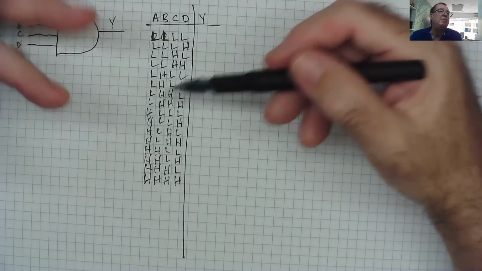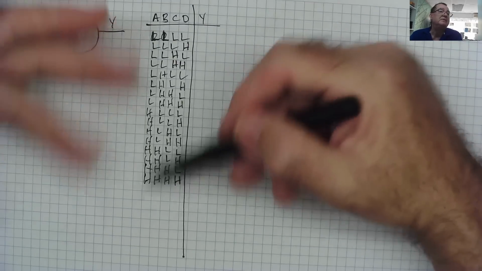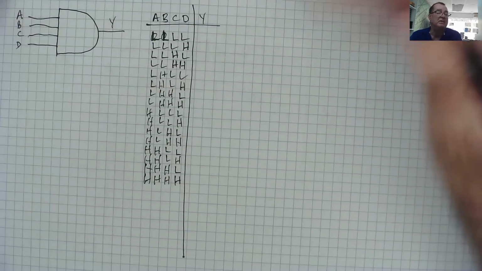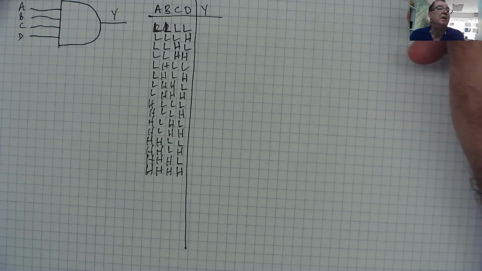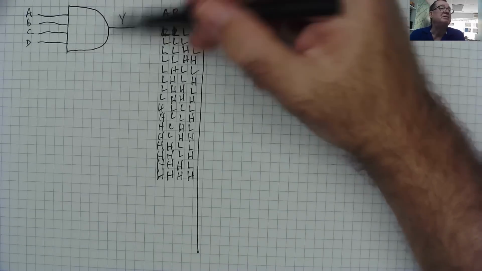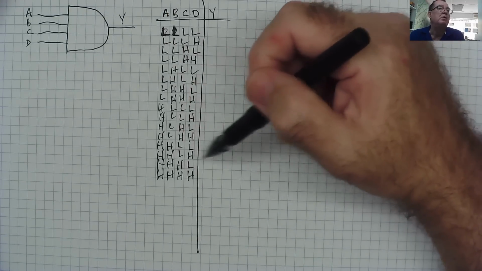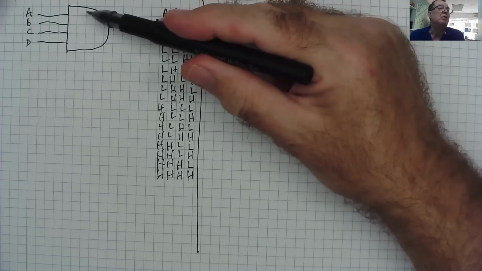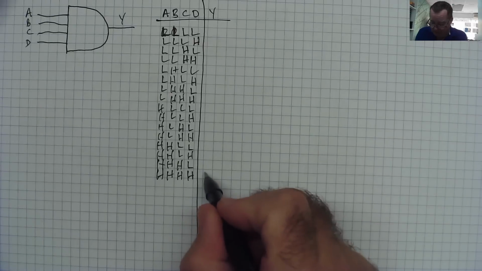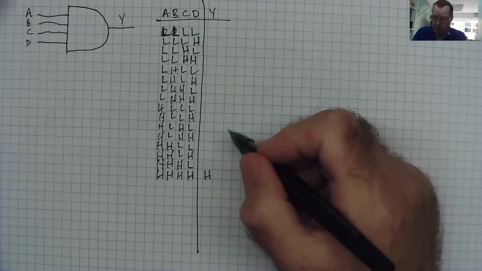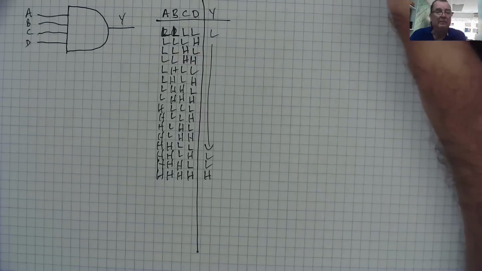The next column, if there were 5 inputs, would be 16 times low, 16 times high, and so on. Yeah, so it's easy to draw them like that. Because this is an AND gate, the only condition that will give you a high on the output is if all 4 inputs are high. So that is high, and all the rest are low. Every single one of the other possibilities is low. Okay?